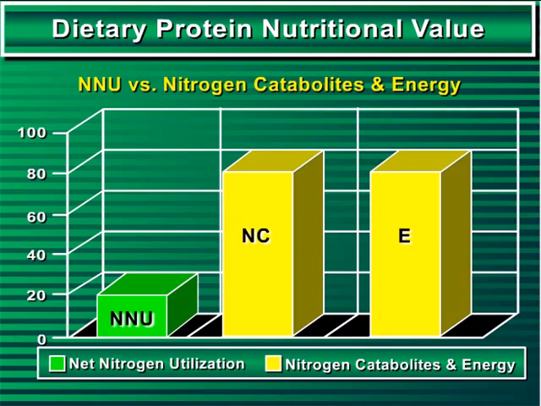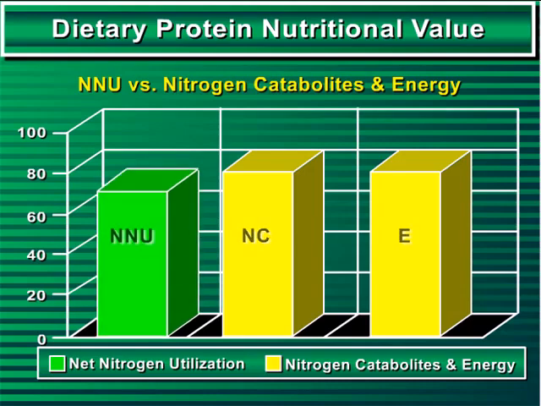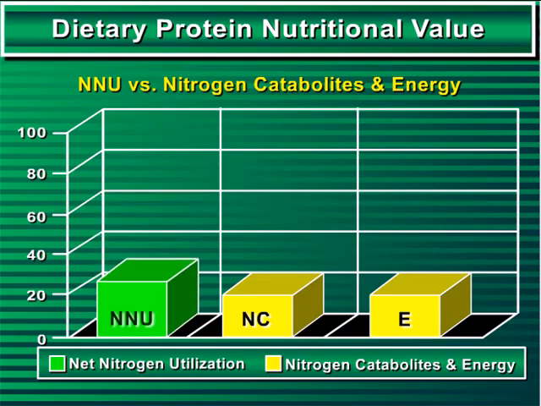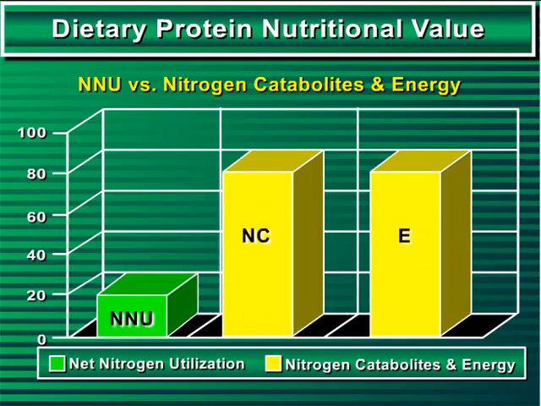Meanwhile, a protein NNU is inversely proportional to the amounts of nitrogen catabolites and energy that it releases. Therefore, the higher a protein NNU, the lower its released amounts of nitrogen catabolites and energy. On the contrary, the lower the protein NNU, the higher its released amounts of nitrogen catabolites and energy.